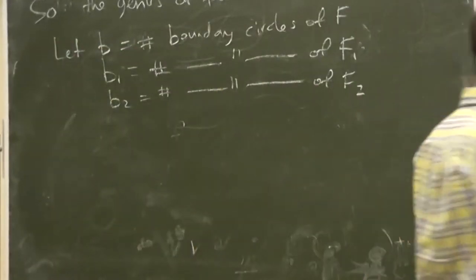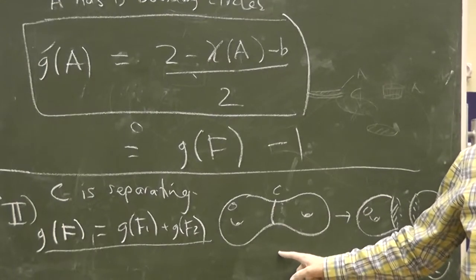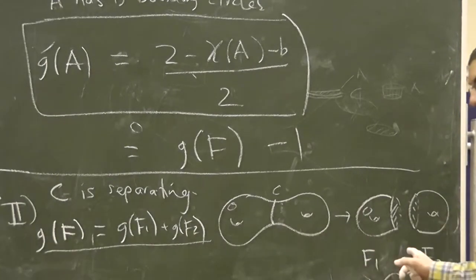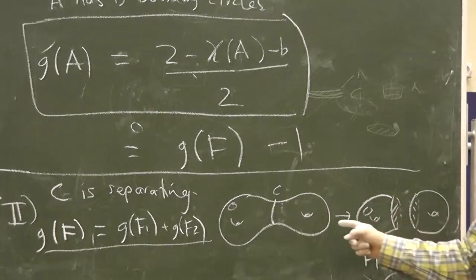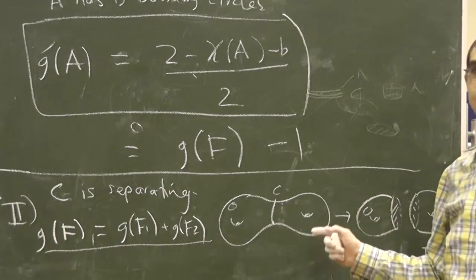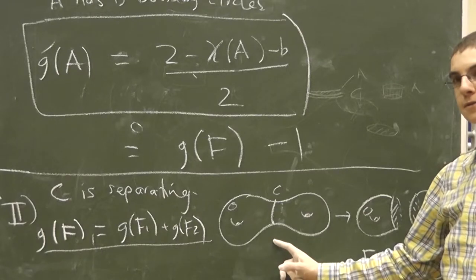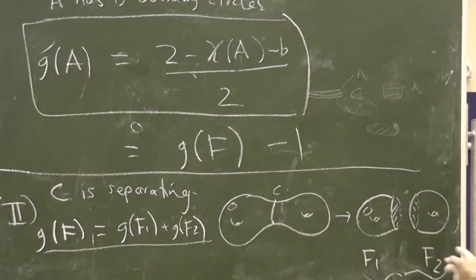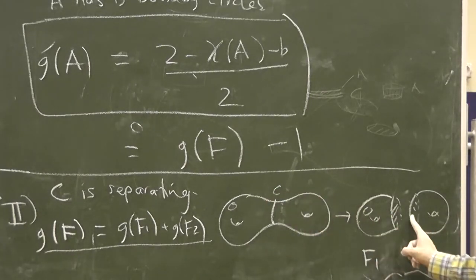If we start off with B boundary circles and we do the surgery, how many boundary circles must we have in the end? In total? B. Remember that surgery doesn't change the boundary. So we start off with B boundary circles and we end up with B boundary circles. But now, for example, in this picture, they're just going to end up on different components.